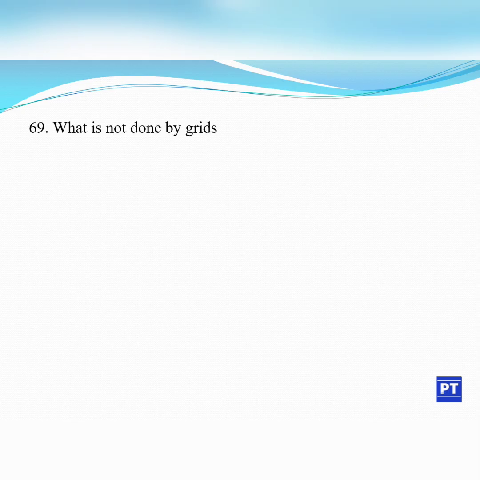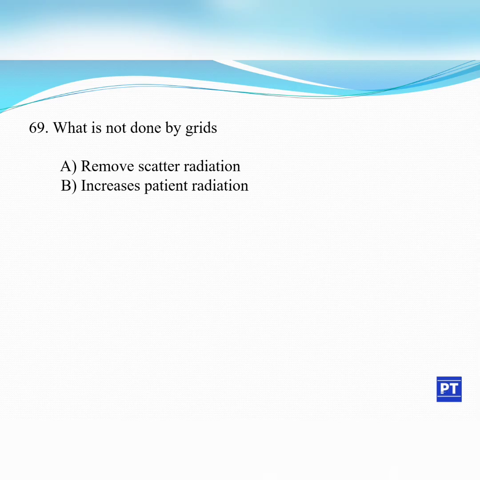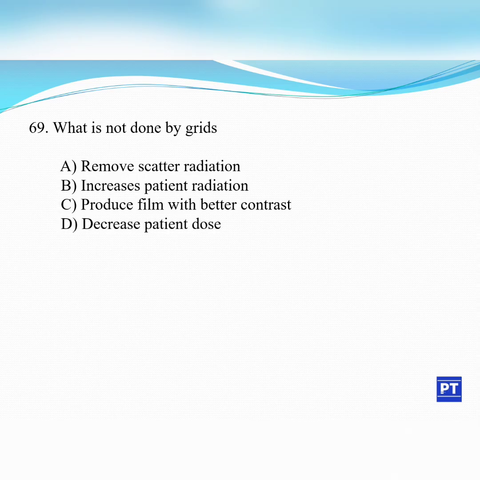Question number 69. What is not done by grids? Option A. Remove scatter radiation. Option B. Increases patient radiation. Option C. Produce film with better contrast. And option D. Decrease patient dose. The answer is option D.